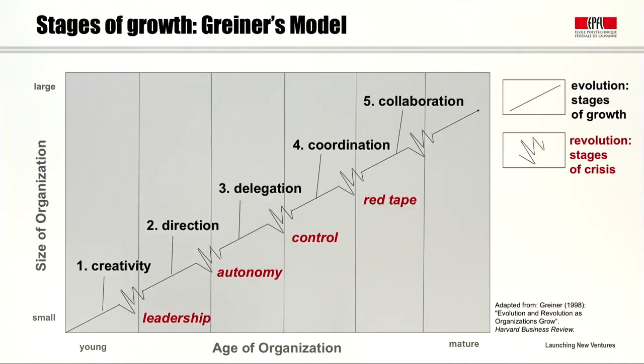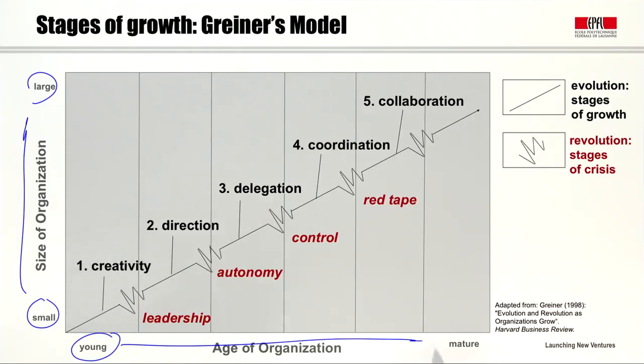All right, let's look at this model, Greiner model of startup growth. This is a very interesting and insightful work. Basically, if you look at the left axis, what we have is the size of the organization starting at small, and it could go up to large. And then if you look at this x-axis here, these are the age of the organization starting off at young and going up to mature. Okay, and as you might imagine, there's a correlation between the size of the organization and the age of the organization, since organizations tend to get bigger over time, at least the ones that survive.